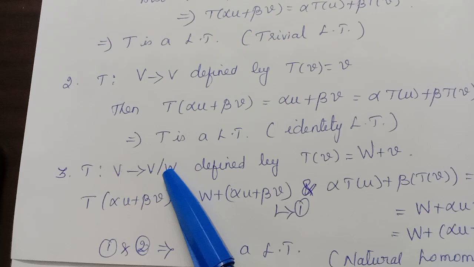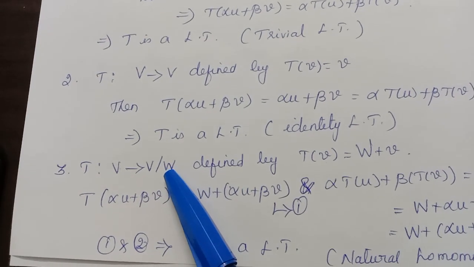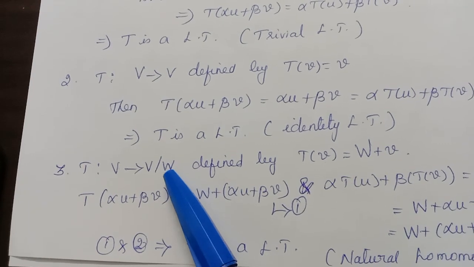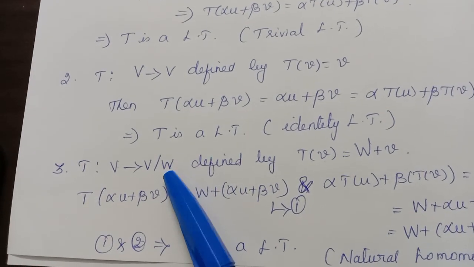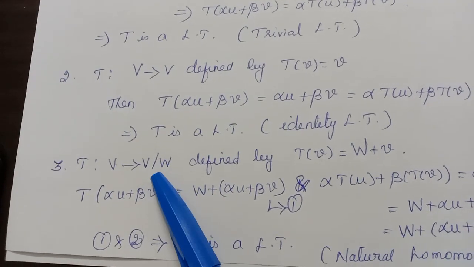Then the next one, let T be a transformation, or T be a mapping, from V to V by W. This is what? Quotient space. Already I have posted a video regarding vector spaces and vector subspaces. I have given the link in the description box. If you want, you can go through that video. This V by W is called quotient space.